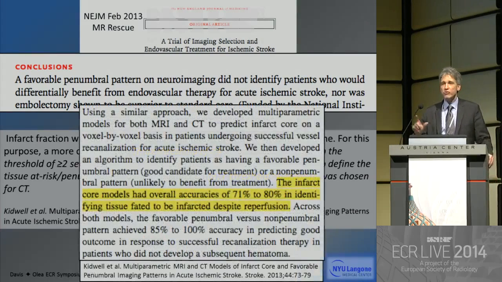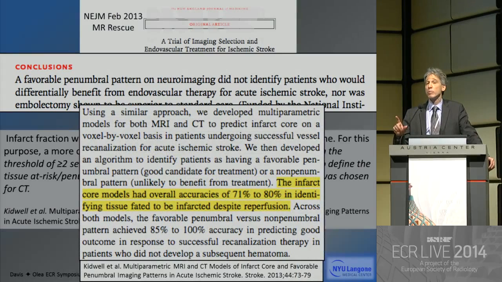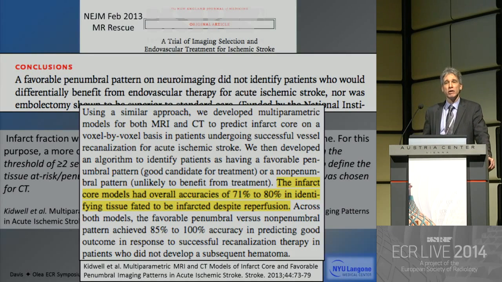Here's a paper, same authors. Not the same paper, but they described their methods that they used in the MR RESCUE trial. The infarct core models had an overall accuracy of 71 to 80%. So we based a clinical trial on a technique that has 70% accuracy. So if you're starting with your gold standard of 70% accuracy, how well do you think you're going to be able to figure out the subtle differences in clinical outcome?